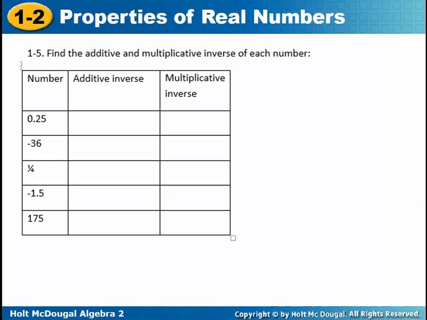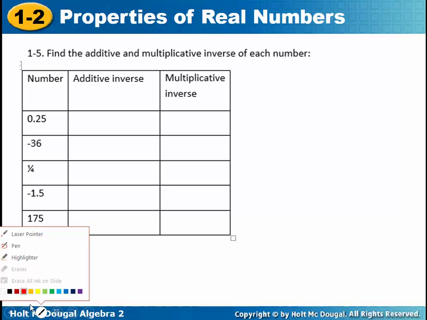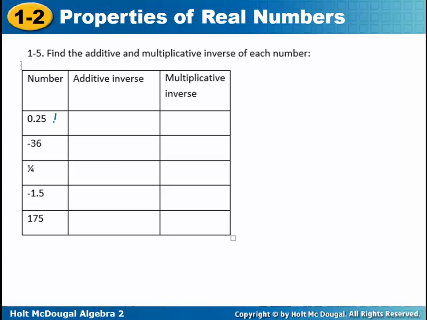Here are some examples from your worksheet. You have to find the additive inverse and the multiplicative inverse for each. Now you'll note that for some of them, it might be easier to write them as a fraction. They're numbers 1 through 5, but for the first one, I'll get my pen tool here. 0.25 is the same as 1/4. The additive inverse is fine either way to write. It would be negative 0.25, or you could write that as negative 1/4.